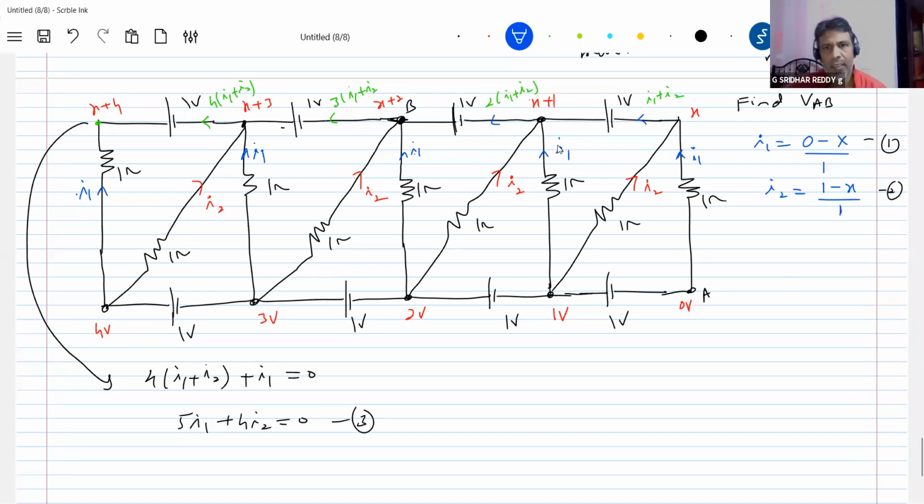So we'll get I1. Once you know I1, then we can write the potential difference. VAB is VA minus I1 into 1 plus 1 plus 1, minus VB, which is 0. Substituting the value of I1, we'll get the required answer. VAB will be minus 22 by 9 volt.